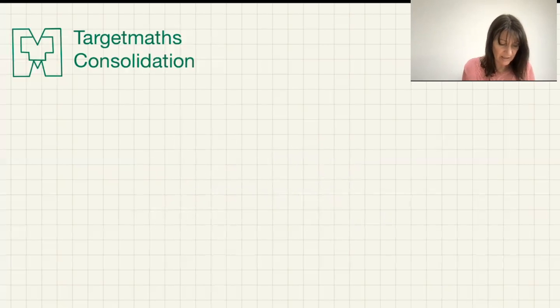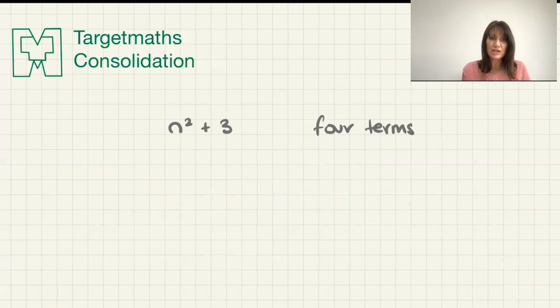Okay, let's do another sequence question. Let's go with the rule n squared plus 3. And I'd like you, like we did before, the first 4 terms. So generate the first 4 terms with the rule n squared plus 3 and hit play when you're ready.